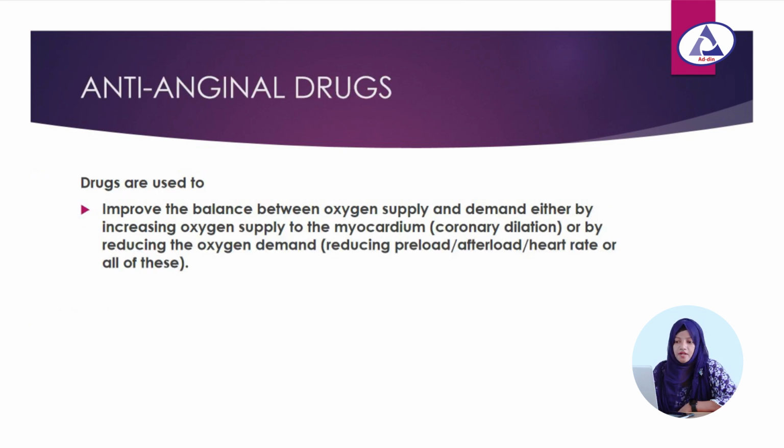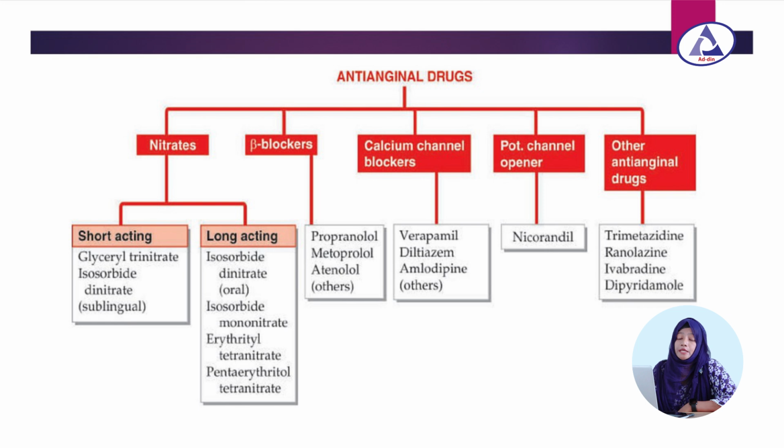Now let's move to the drugs that are used as anti-anginal drugs. Our main target is to improve the balance between the oxygen supply and demand, either by increasing the oxygen supply to the myocardium or by reducing the oxygen demand. So, remembering this target, the drugs used as anti-anginal drugs are classified as nitrates, beta blockers, calcium channel blockers, potassium channel openers, and other anti-anginal drugs.